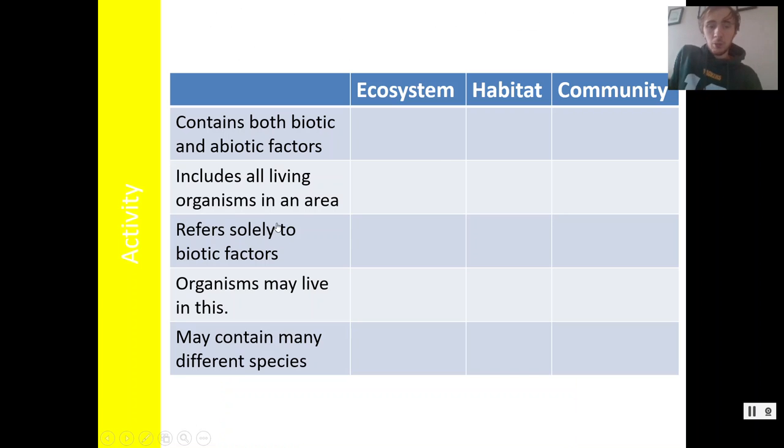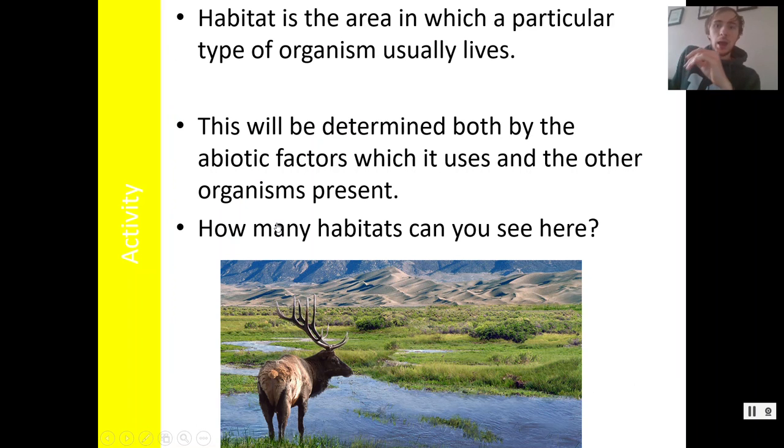Now, this is the final one, I believe. Yes, I'm right. And this is habitat. Now, a habitat is the area in which a particular type of organism usually lives. That will include both biotic and abiotic factors. So, for instance, my habitat, yes, it's this house that I'm living in.